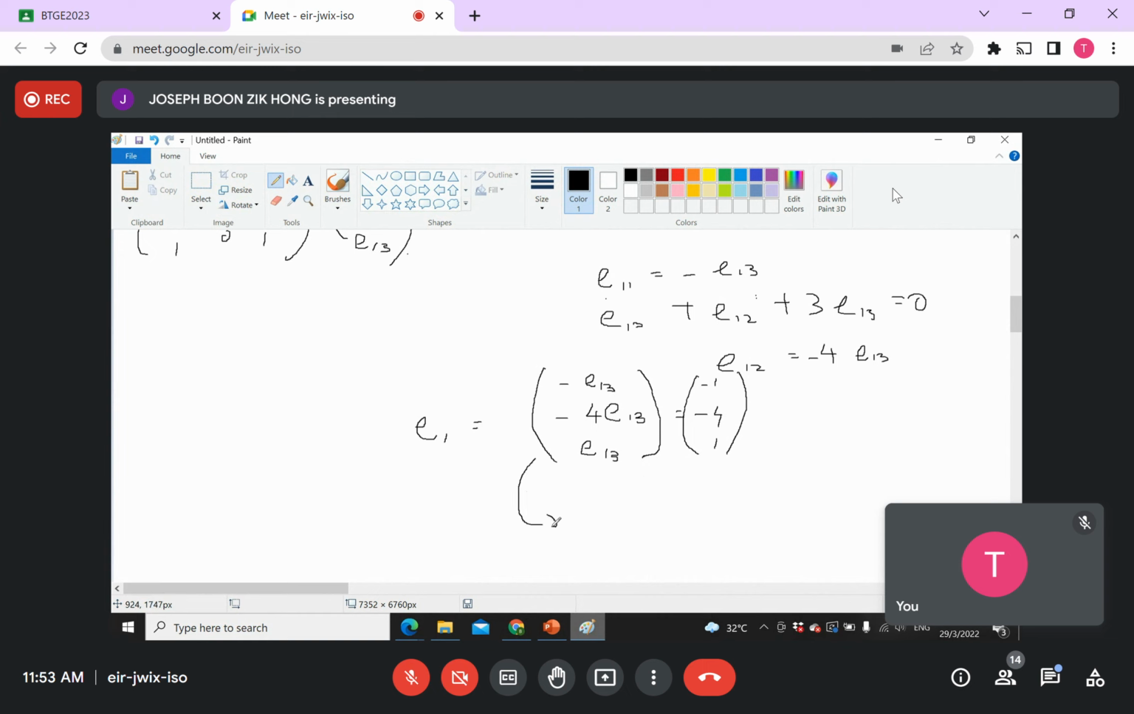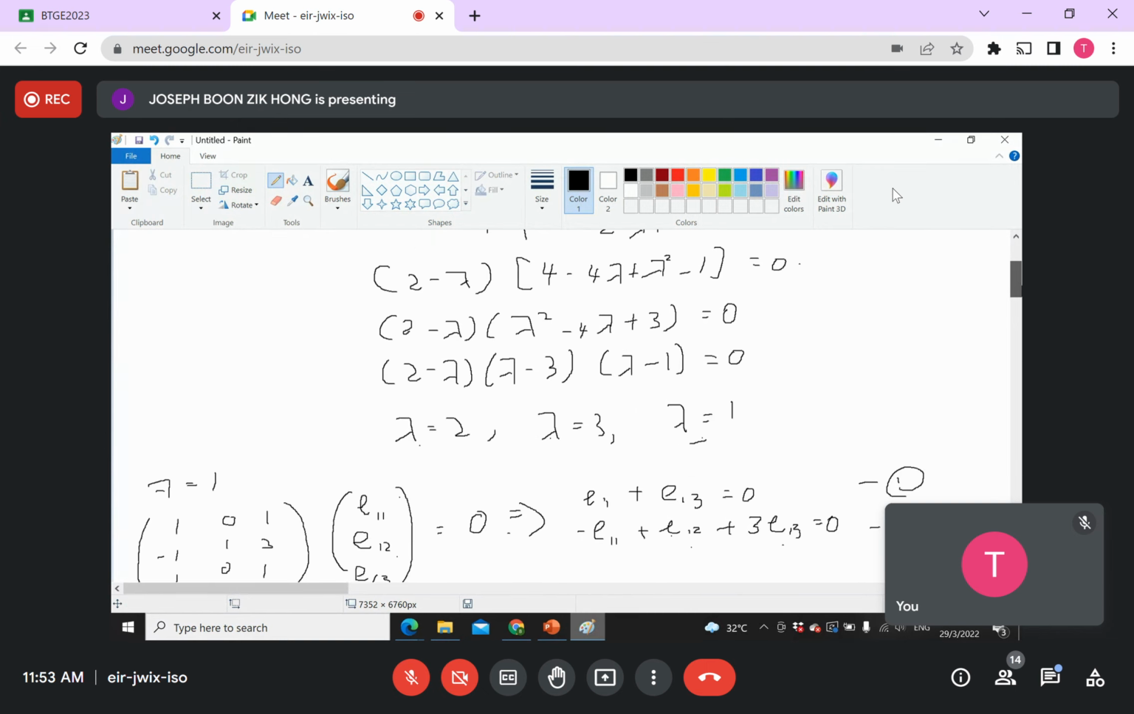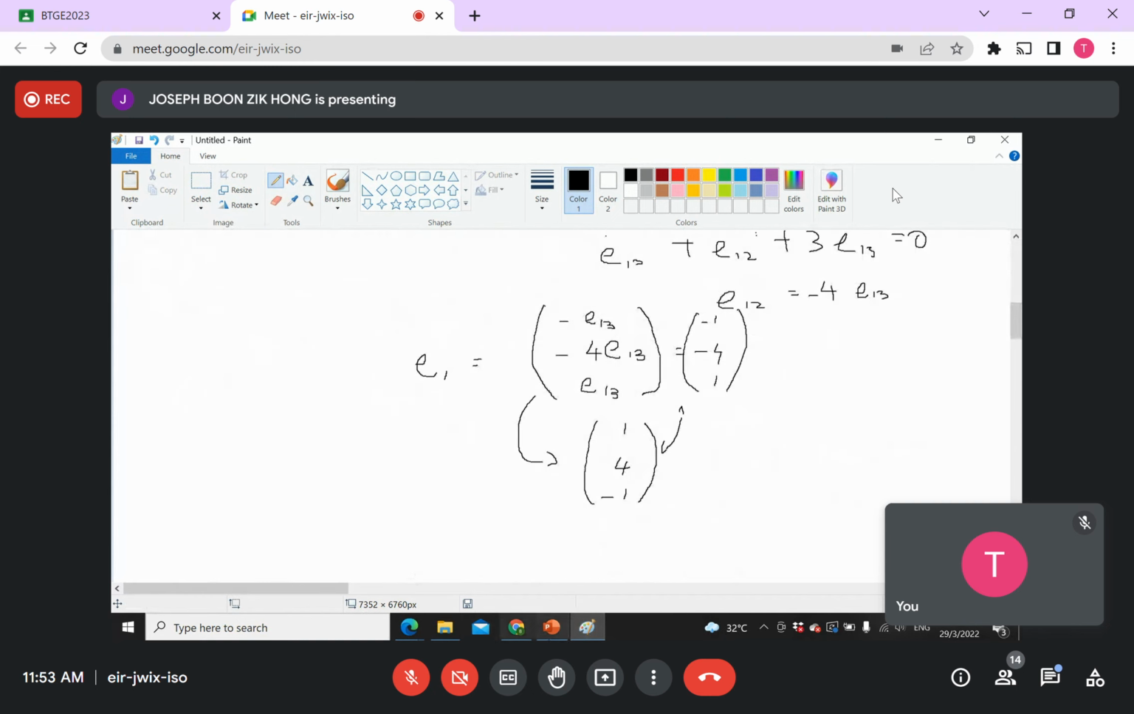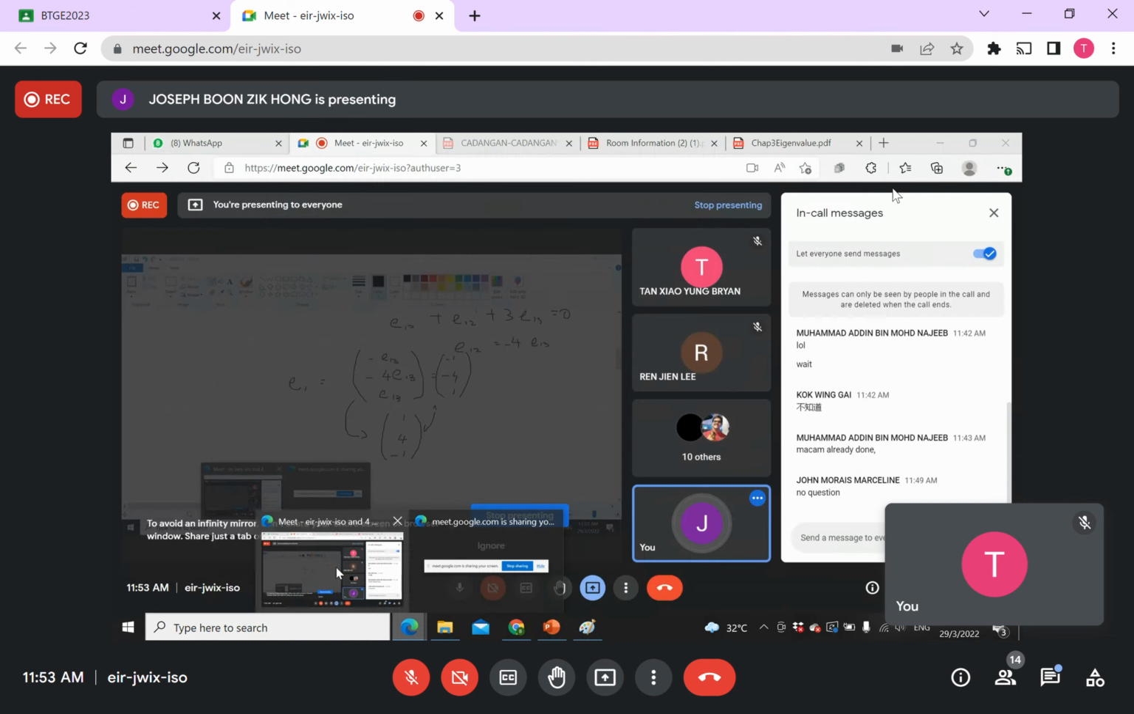If, let's say, you choose negative 1, then your answer will be 1, 4, negative 1. Can, no problem. It will still be the same. These two answers are the same, and both are correct. So this one is E1. Similar thing for E2 and E3. You try to get E2 and E3, see whether you get the same answer as in the notes or not.